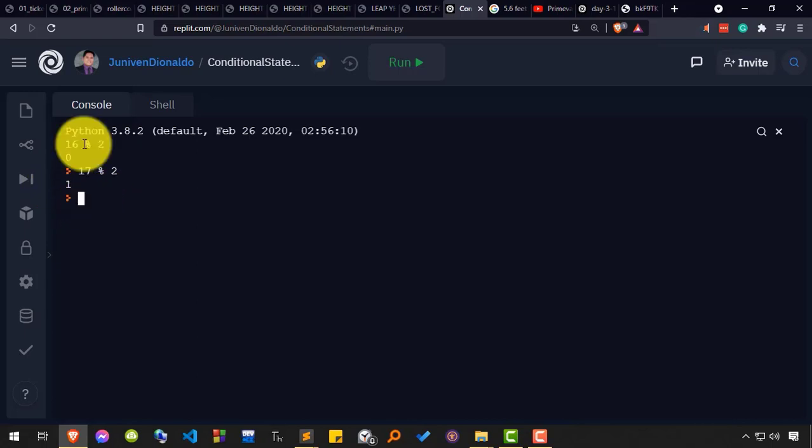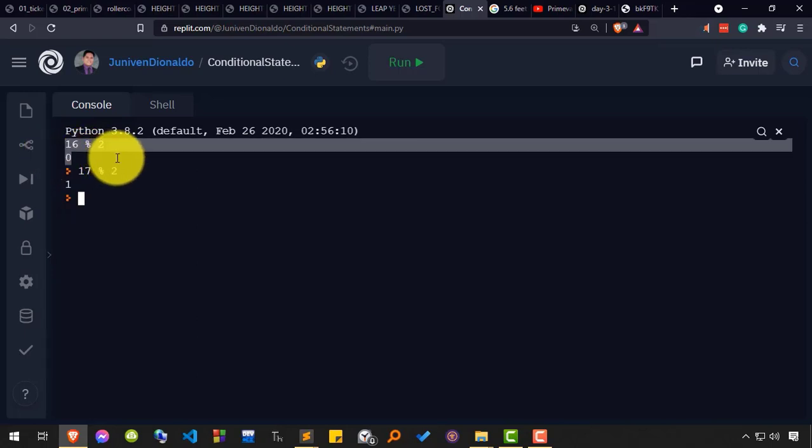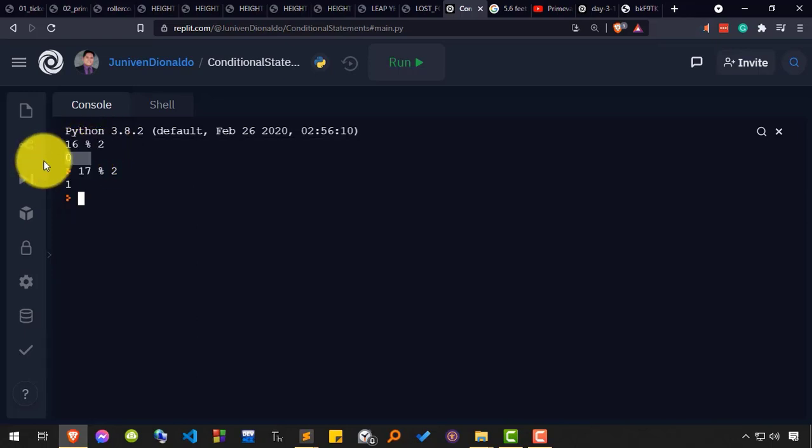With this, we can create a program na i-output kung even ba ang number or odd. Any even number is, pag imo i-modulo by 2, 0 ang result. And odd number is, if imo i-modulo by 2, 1 ang result.